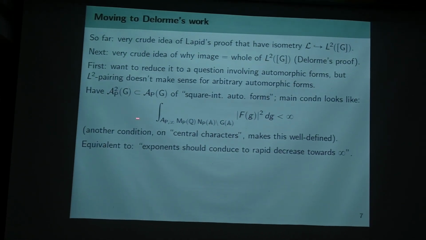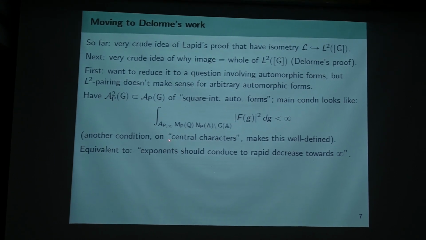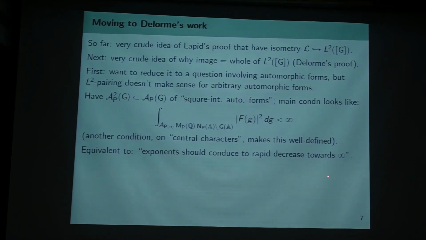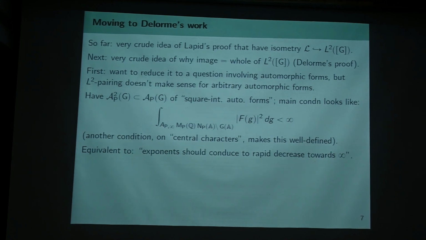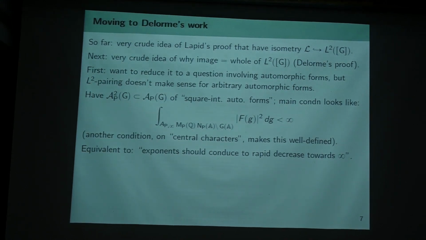So this is the space of square integrable automorphic forms. There is another way to describe this space, which involves exponents, but I am not going to go into the details because this is anyway an impressionistic sketch.